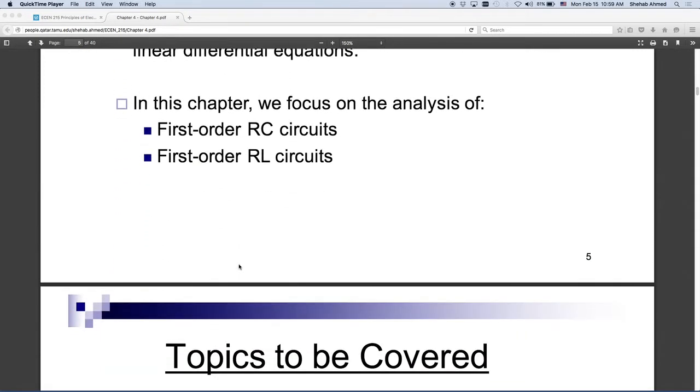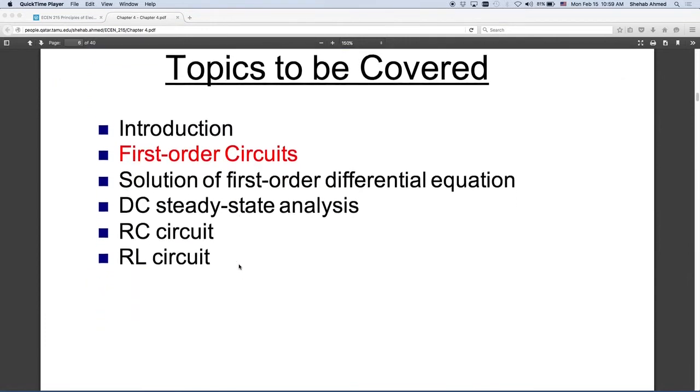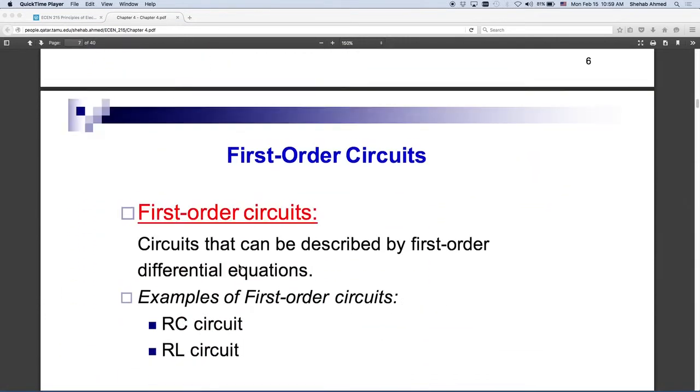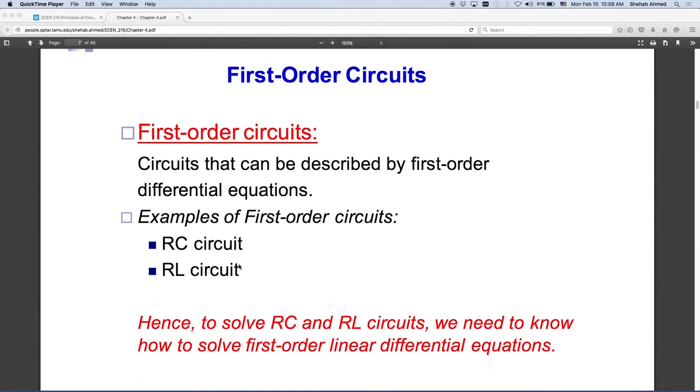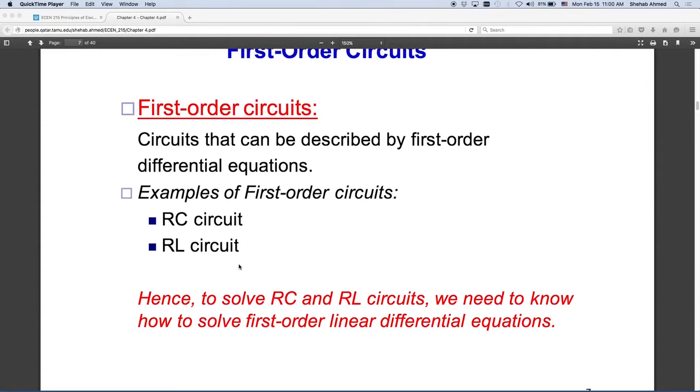And the solution of these first order systems is very similar, whether you use an RL or RC. So we'll figure out how to generalize the solution for a first order system, and then we will look at RC circuits and RL circuits, and we will just substitute, and we'll find it very easy to find out the value of the voltage across the capacitor or the current through an inductor. That's the objective of this chapter.